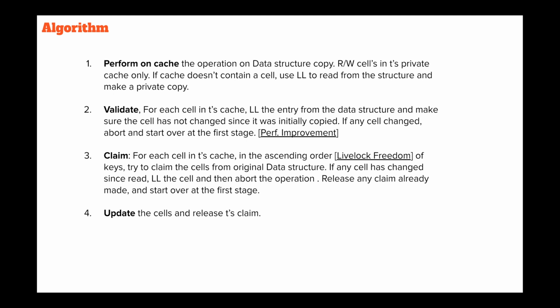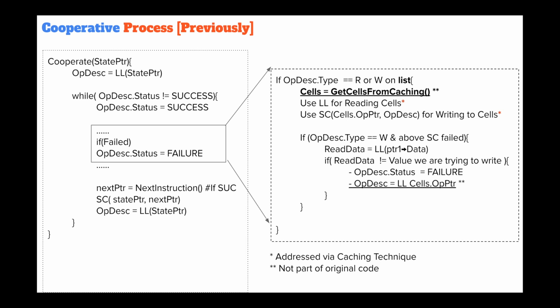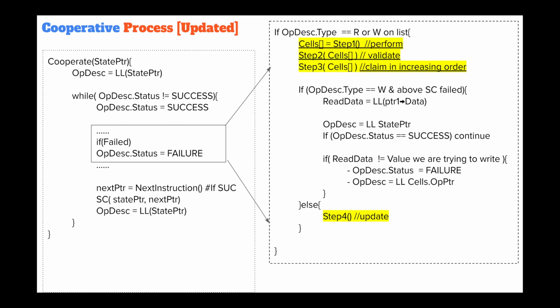And then finally we have this update step where we perform the update, and then we are clearing out the op description from the nodes. Alright, so previously this was the code we had, and this time we just modified it to have the caching technique steps as well. So as we discussed, there are four steps.